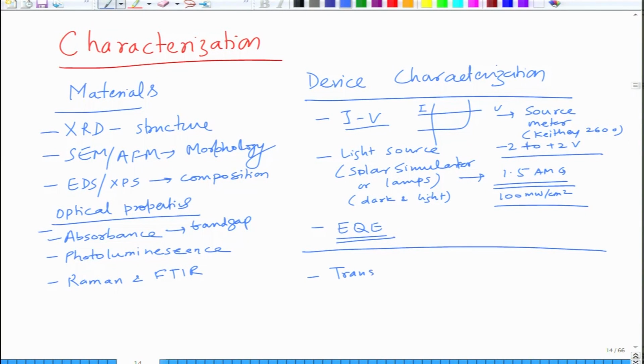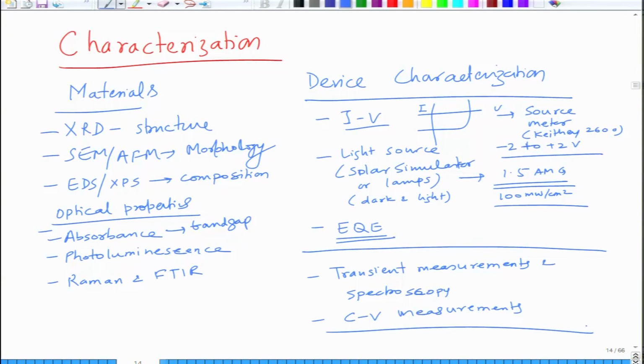And if you want to do advanced characterization, you can look at transient measurements, time dependent measurements, transient spectroscopy, and one can look at capacitance voltage measurements, and so on and so forth. So, there are a lot of things that one can do.